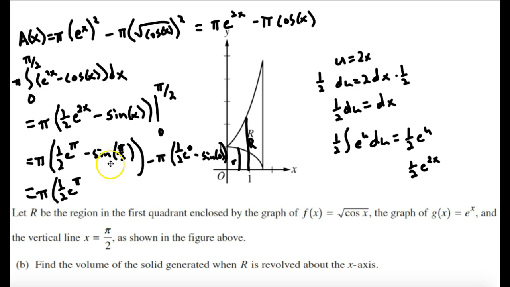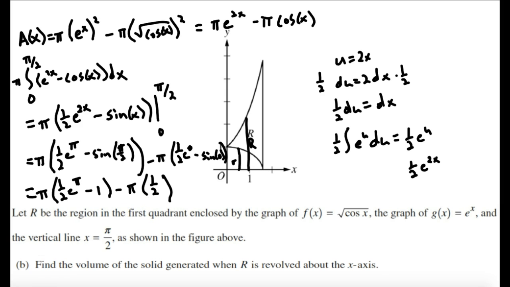Sine of pi over 2 is equal to 1, minus pi times 1/2. E to the 0 is just 1, so 1/2 times 1 is 1. And then sine of 0 is 0. So that's our answer. We can just leave it like that. We do not have to simplify from there. Once we have all numerical values, we are done.